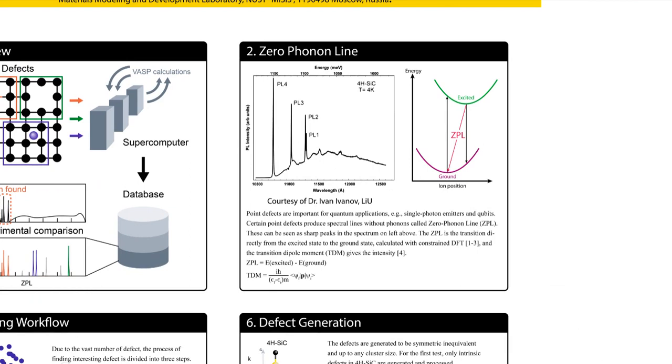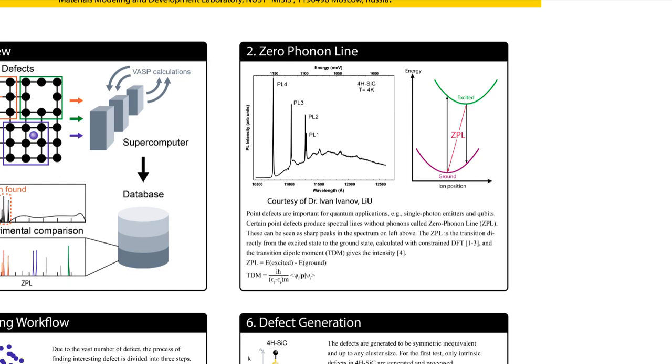Certain defects produce zero-phonon lines, which can be seen as these sharp peaks in the spectrum on the left. This spectrum is for the divacancy in 4H silicon carbide. On the right, you can see that this zero-phonon line is the direct transition between the excited state and the ground state minimum. The intensity of this line is defined by the transition dipole moment between the excited state and the ground state orbitals. And you can see the equation at the bottom here. So those are the zero-phonon lines.